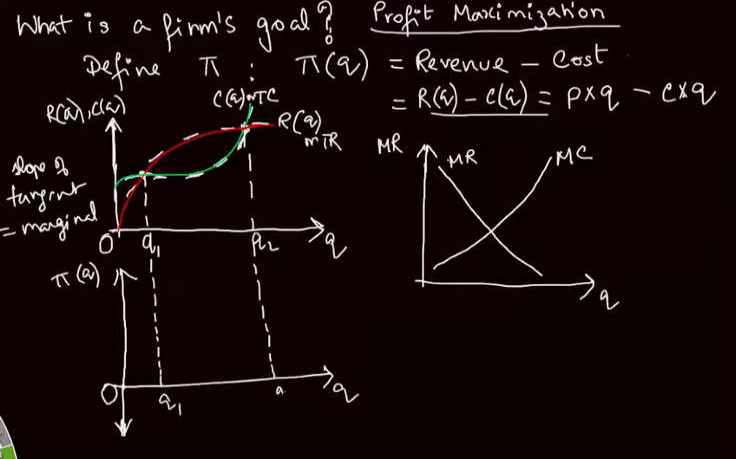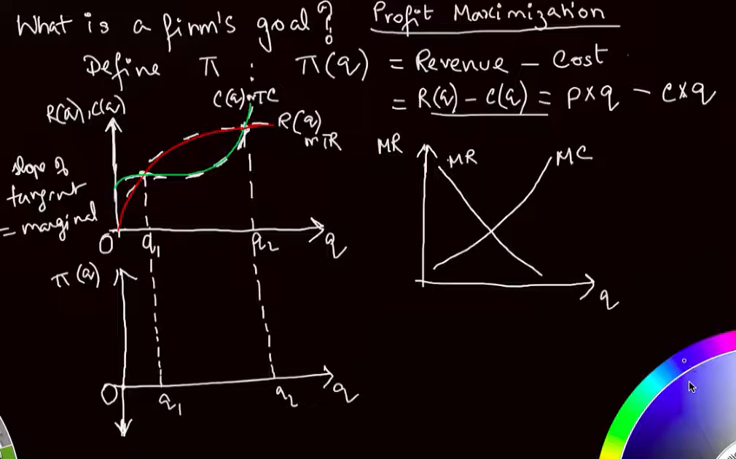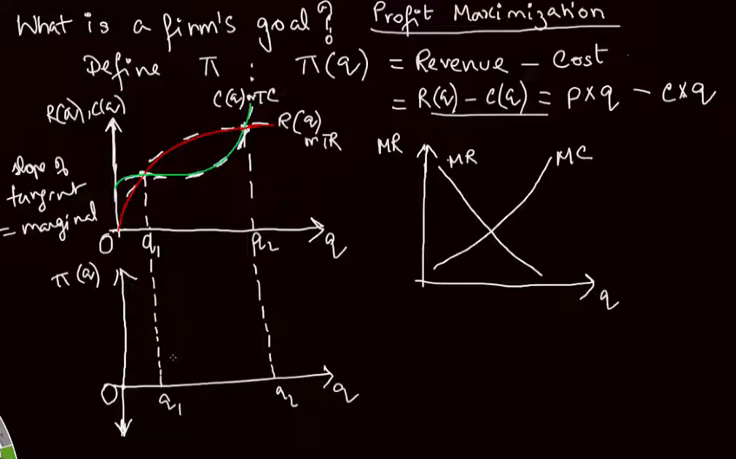So at Q1 and Q2, profit is 0. Now, for any output less than Q1, note that cost is higher than revenue, right? If cost is higher than revenue, then this number is negative. So the profit line would be negative if cost is higher than revenue. So for any quantity less than Q1, profit is negative. At Q1, profit is 0.